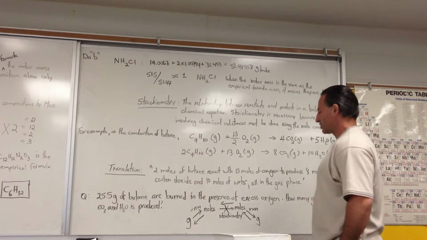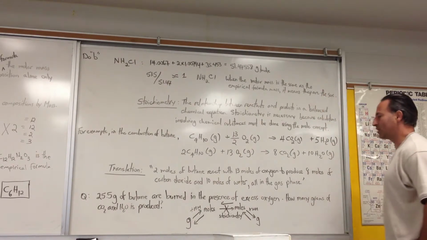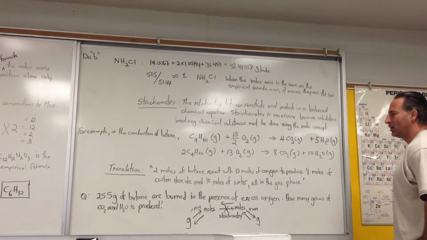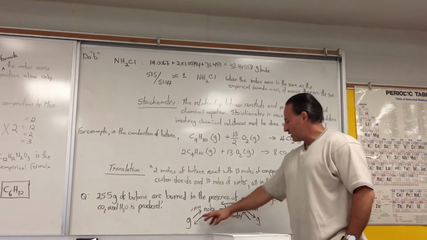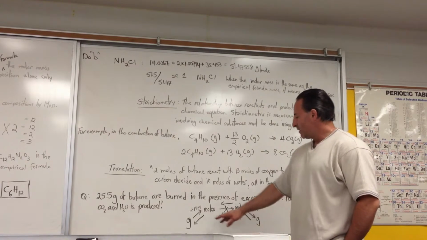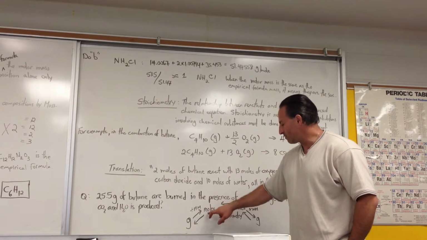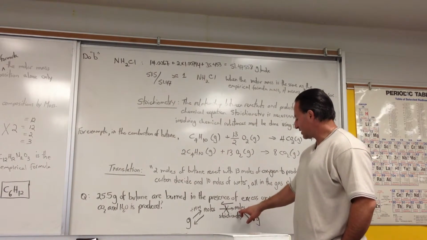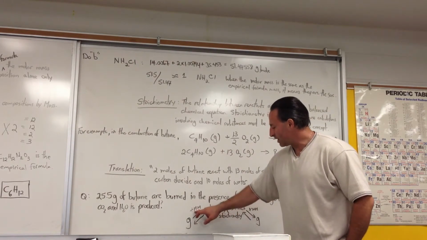Which brings us to the first example question. 25.5 grams of butane are burned in the presence of excess oxygen. How many grams of CO2 and water are produced? And I point out here, there's a procedure that we normally follow in solving these types of problems. We can start from grams, but it has to go to moles, and then from moles we have to go to moles of some other substance in the same equation, and then from moles of that substance we go to grams. Anytime you want to convert from grams to moles, you have to divide by the molar mass.